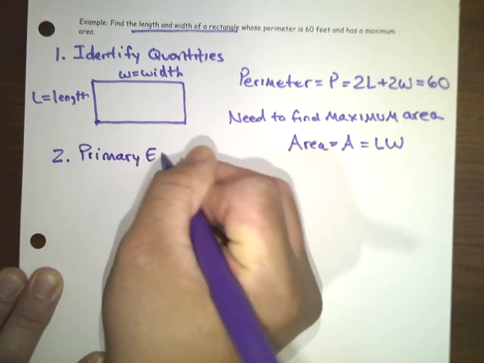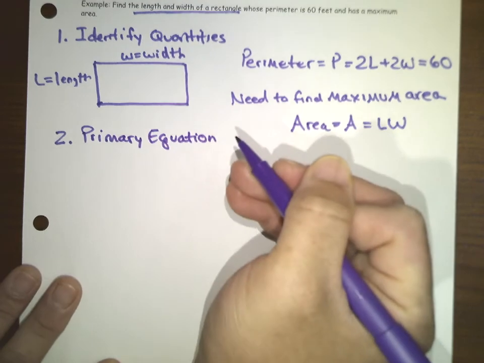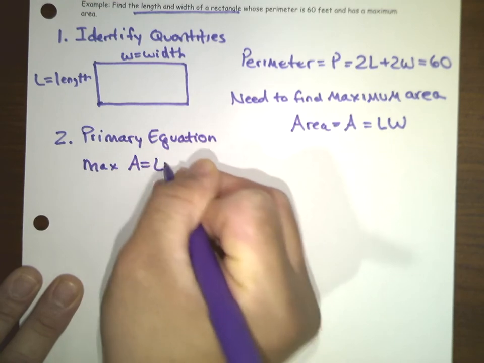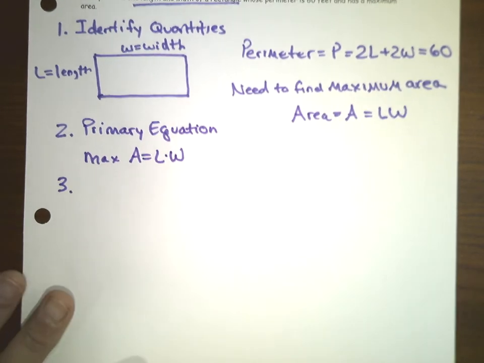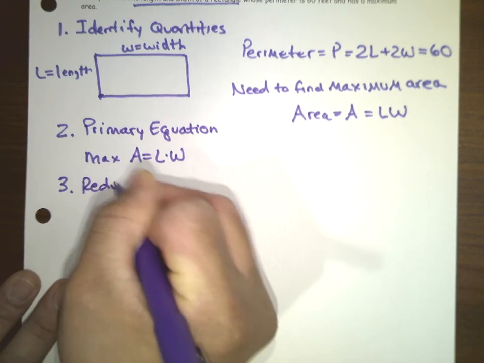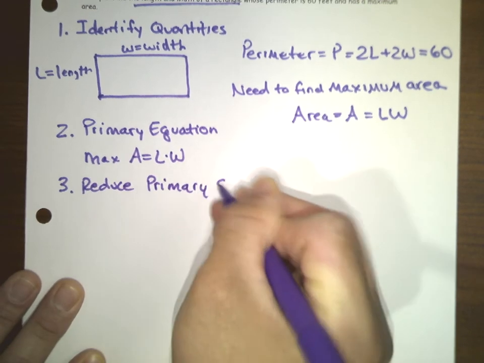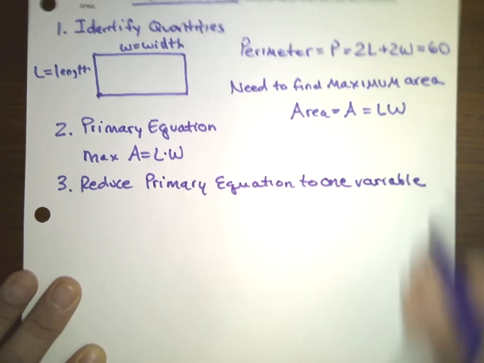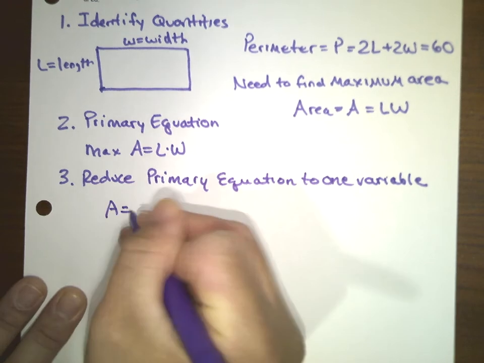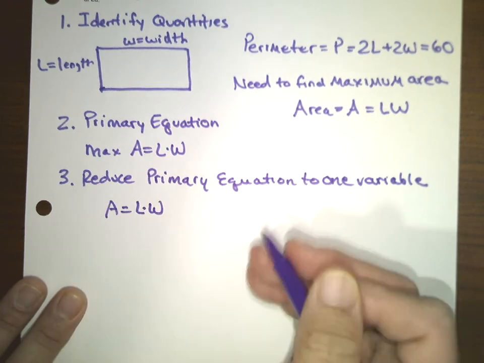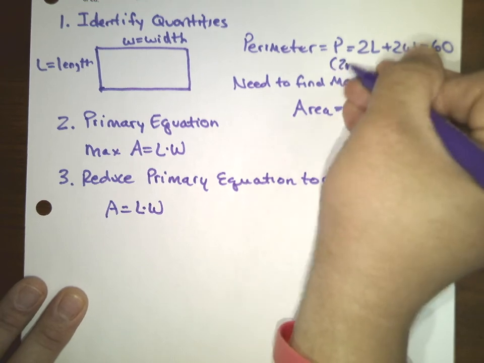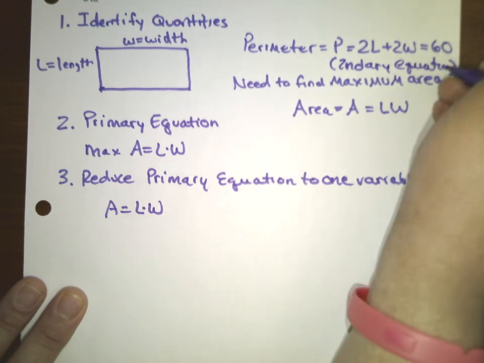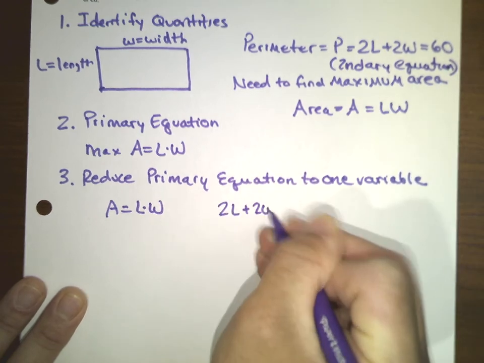All right, so step two then is to write down a primary equation. So that would be the equation that we are trying to maximize or minimize the quantity for. So in this case, to maximize area, it's length times width. Then in step three, we reduce the primary equation to one variable. So what do we have here? Area is length times width. And then we have a secondary equation, which would be the perimeter equation. So 2L plus 2W is 60.